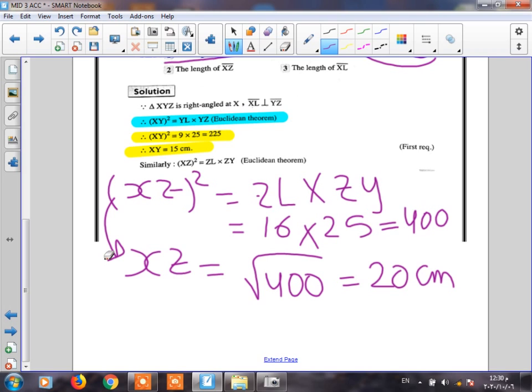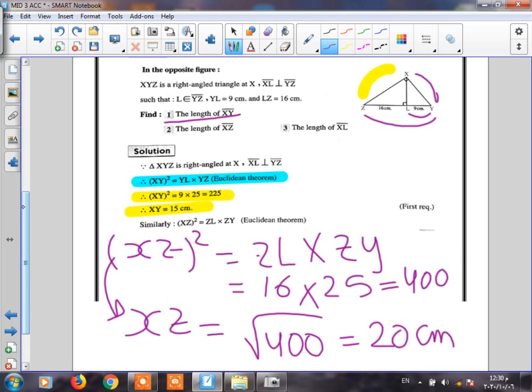Okay? After this, he asks you to get XL. Okay, we have many ways to get XL. Here I have 9 and 16. I can use the rule which is XL squared equal 9 times 16. But also I get this side and I can get this side, so I can make side times side over hypotenuse. And so on. Many ways are accepted, right?